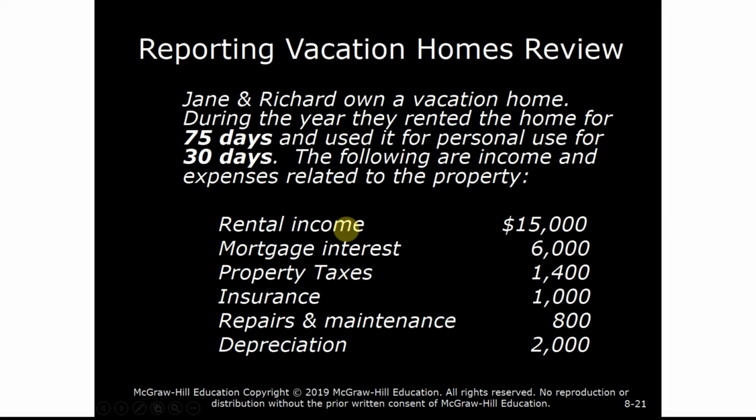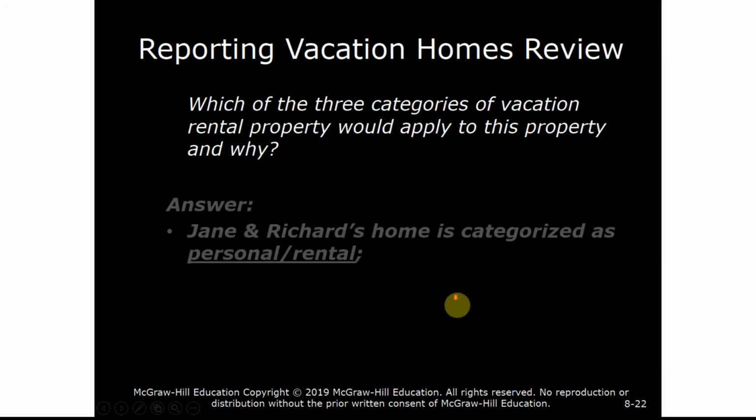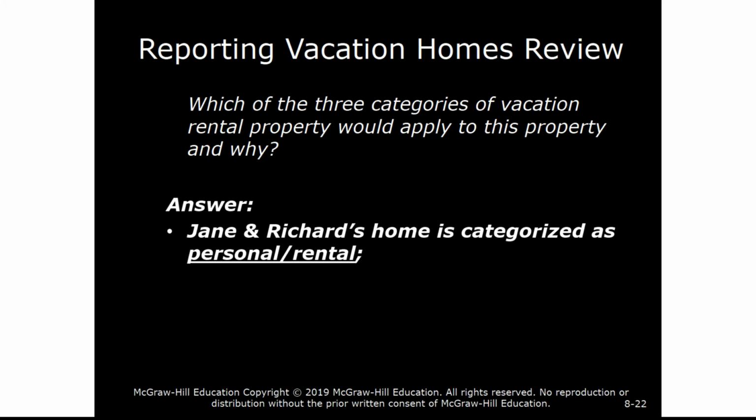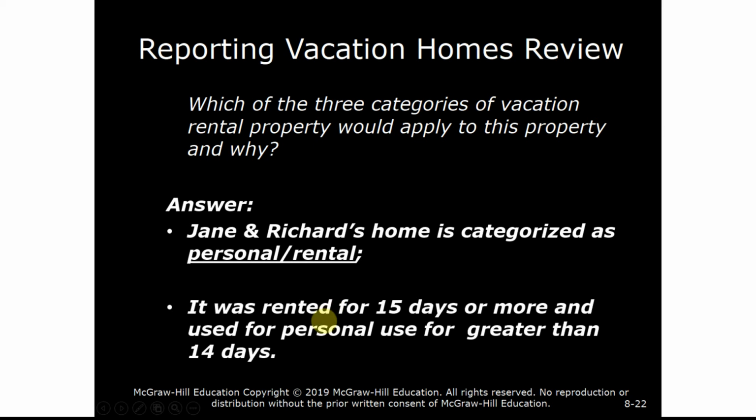So they're just listing the income and the expenses. We need to know, are they going to use the IRS method, or are they going to use the tax court method to allocate mortgage interest and property taxes for rental purposes? As it says here, the answer is it's for personal and rental purposes. It was rented for 15 days or more and used for personal use greater than the 14 days. So those are the tests we use.